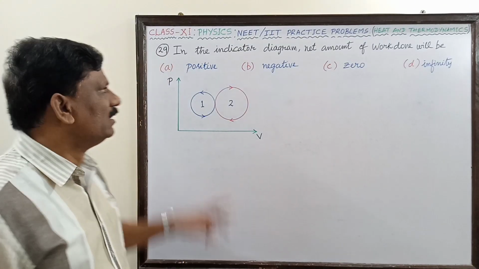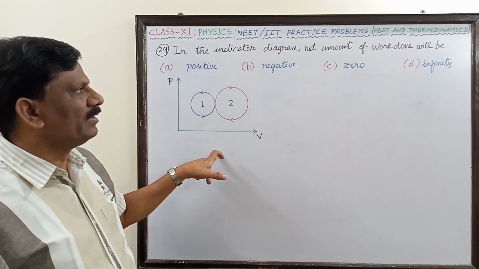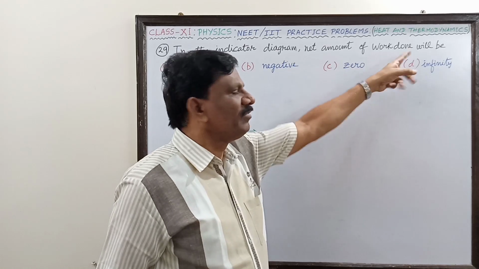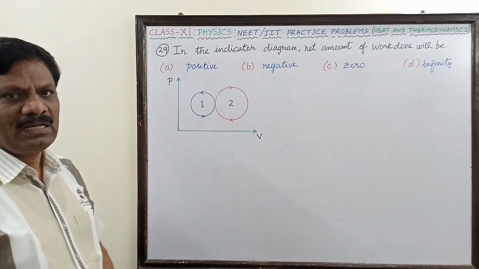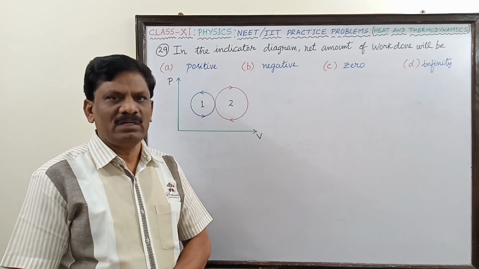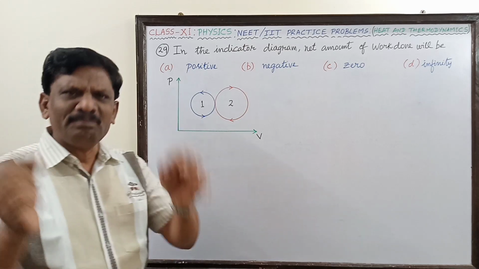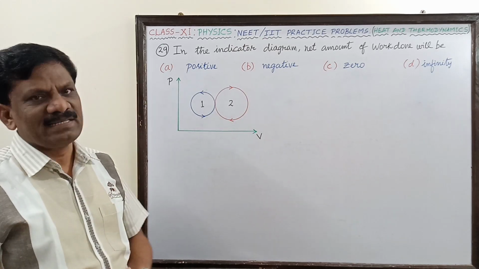Hi students, MCQ number 29. In the indicator diagram given below, what will be the net amount of work done? Whether it is positive or negative or 0 or infinity, we have to find out. These are very simple and easy questions just by the mere look itself.